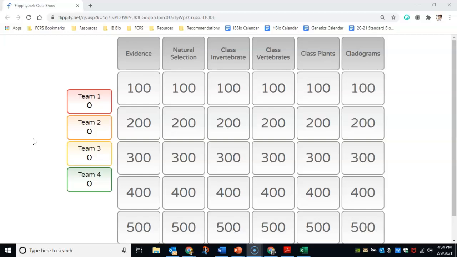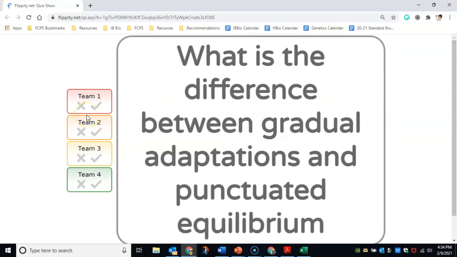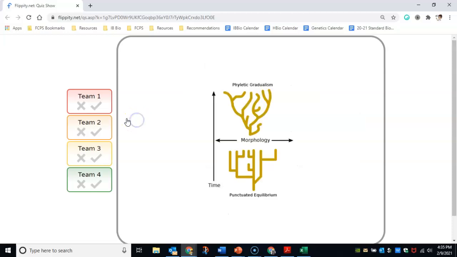So starting from evidence, let's talk about number 100. What is the difference between gradual adaptations and punctuated equilibrium? This is something that we have talked about before, but just to reiterate, when we're talking about gradualism, you have slow-moving changes. You can see changes, but it's all very slow, very fluid, whereas punctuated equilibrium is very blocky. You have a change and then nothing, and then a change and then nothing. So you don't get any of those in-betweens.